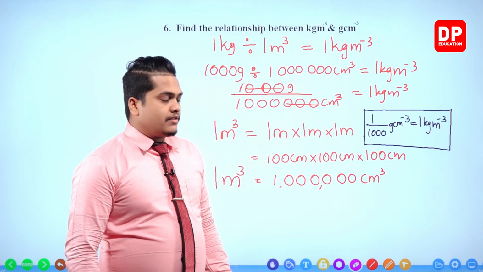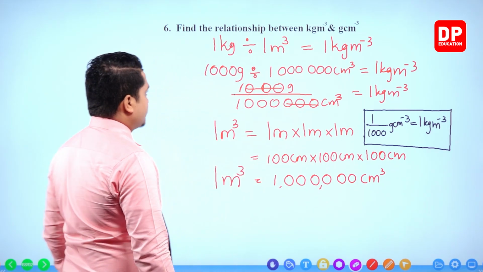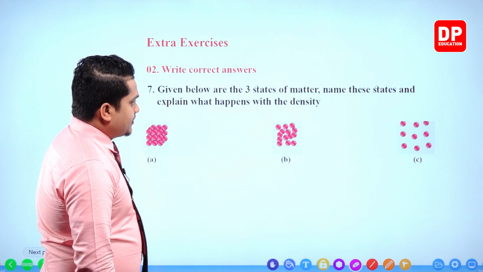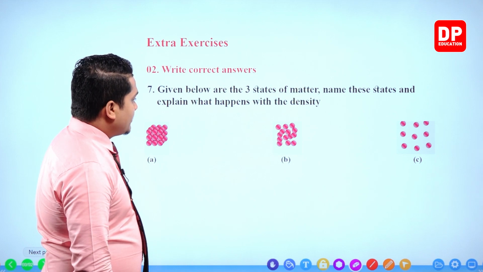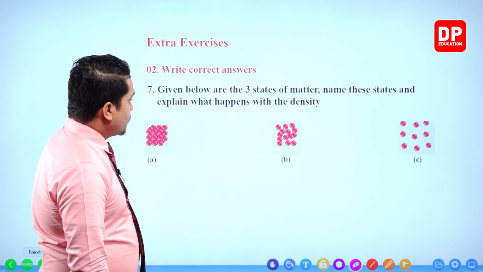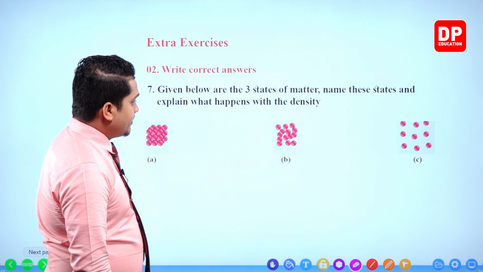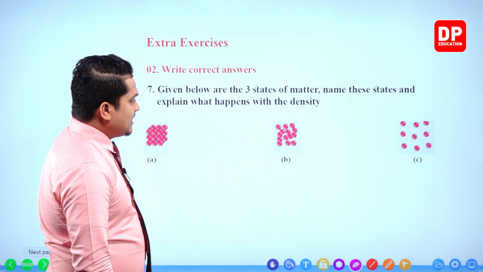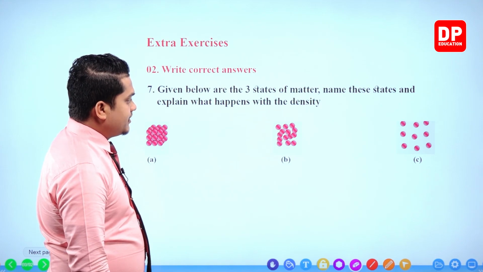Okay, right. So this is the relationship. Next one. Given below are 3 states of matter. Name these states and explain what happens with the density. You can observe the 3 states of matter. Here it is given the particle arrangement, my dear children. The particle arrangement can be observed in these 3 figures.